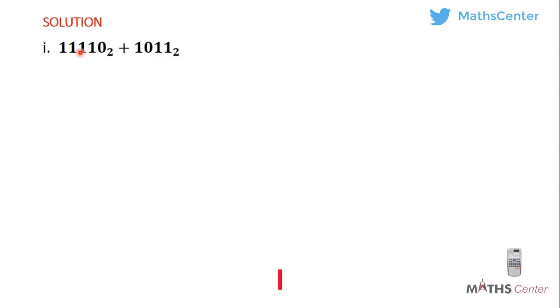Evaluate 11110 base 2 plus 1011 base 2. So we are going to add these two numbers that are in base 2. One thing you have to note is that addition and subtraction of numbers in non-decimal basis follow the same principles as addition and subtraction of numbers in base 10. What this means is that numbers that are not in base 10 are added and subtracted in the same way as numbers that are in base 10.